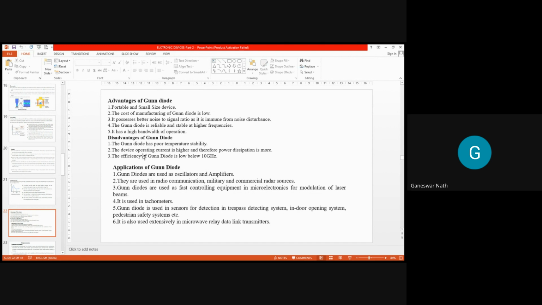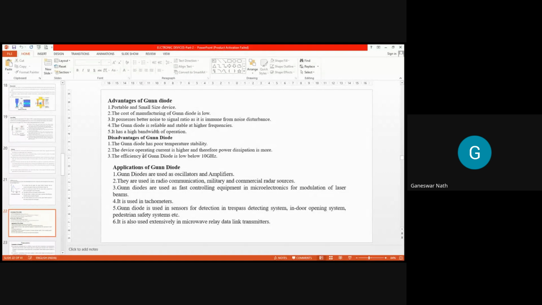Now, coming back to applications. The Gunn diodes are used particularly for oscillators and amplifiers, okay, and they are used for radio communication, military communication, and radar sources, okay, and they are also used as fast controlling equipment in microelectronics for modulation of the laser. It is used in tachometers. A tachometer actually measures high speed, the velocity of a highly moving or high speed moving particle.